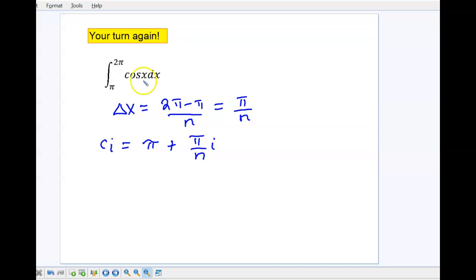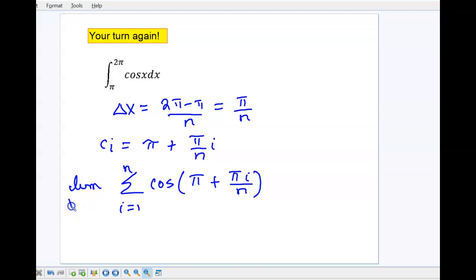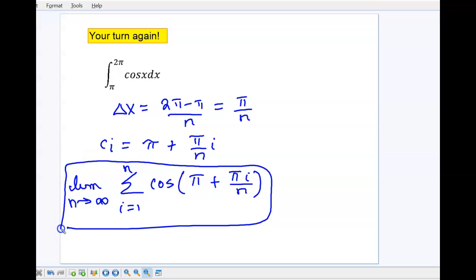And now I'm going to replace c subscript i into x, my function. So it's going to be summation notation from i equals 1 to n of cos of pi plus pi i over n. And then this would be the limit as n approaches infinity, and there would be the equivalent summation notation of this definite integral.